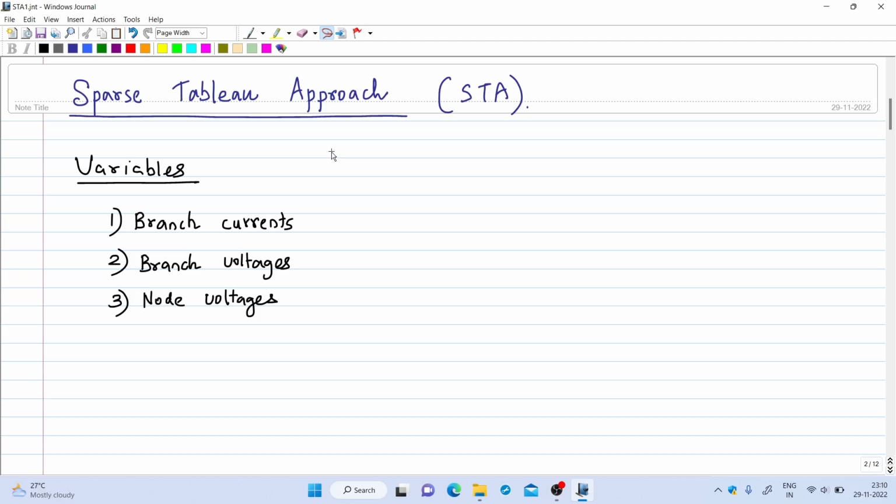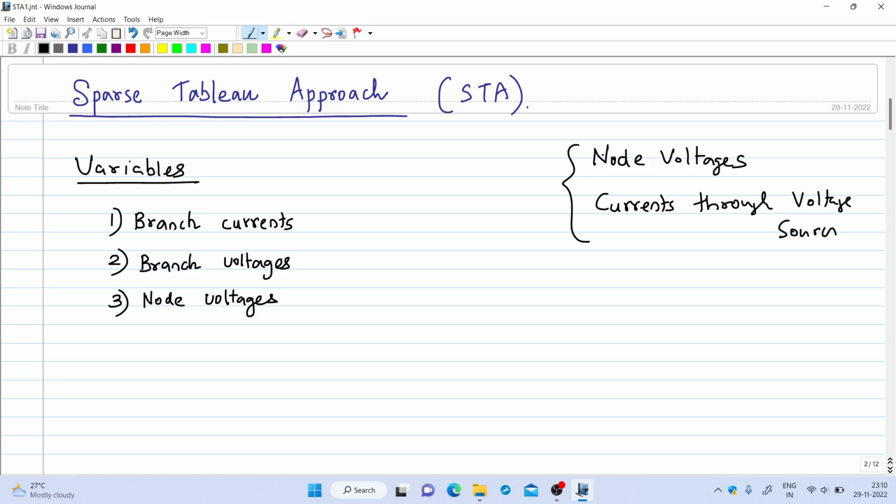So far, we had studied modified nodal analysis, and in modified nodal analysis, for solving a given circuit, we will treat node voltages except the reference node voltage and currents through voltage sources as variables. So these quantities were the variables in modified nodal analysis: all node voltages except the reference node voltage and all currents through voltage sources.